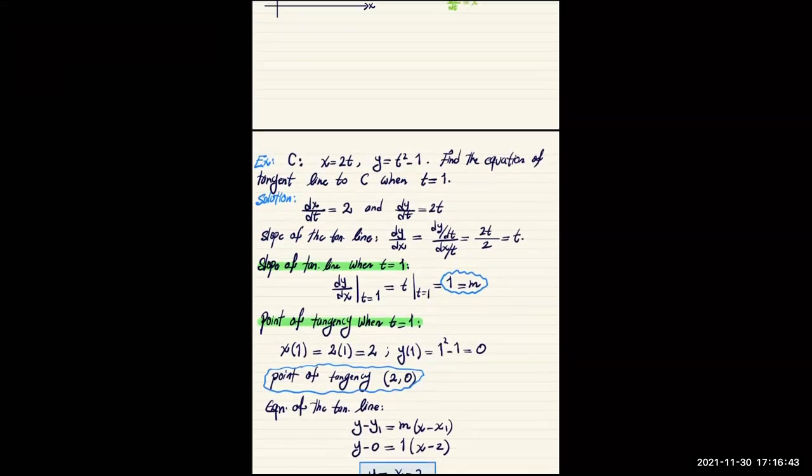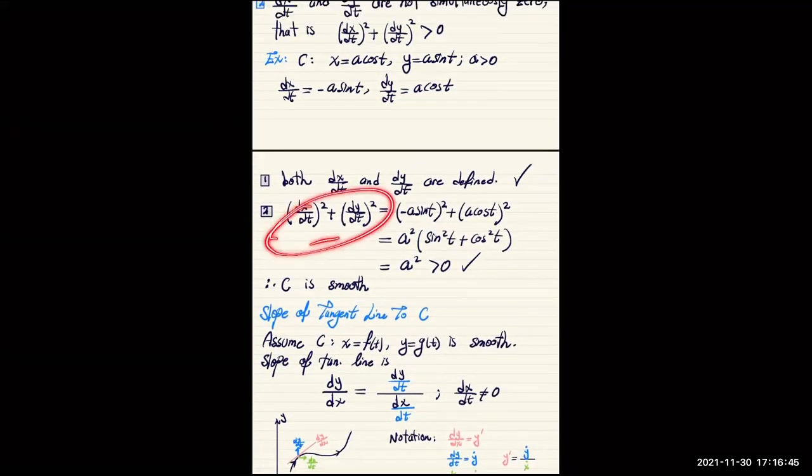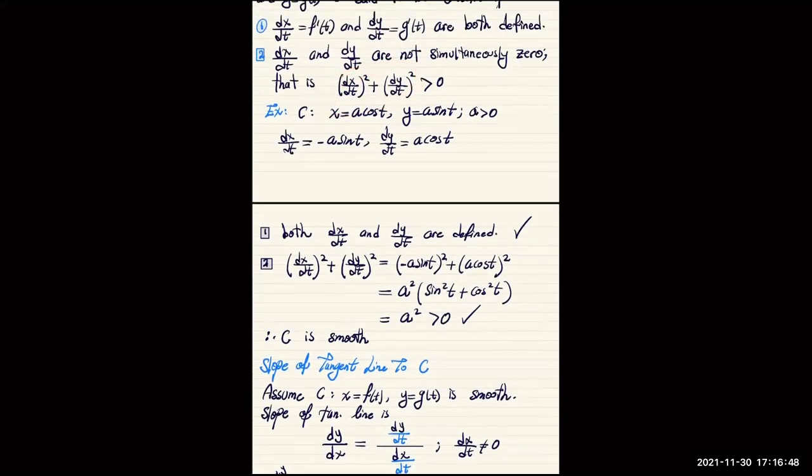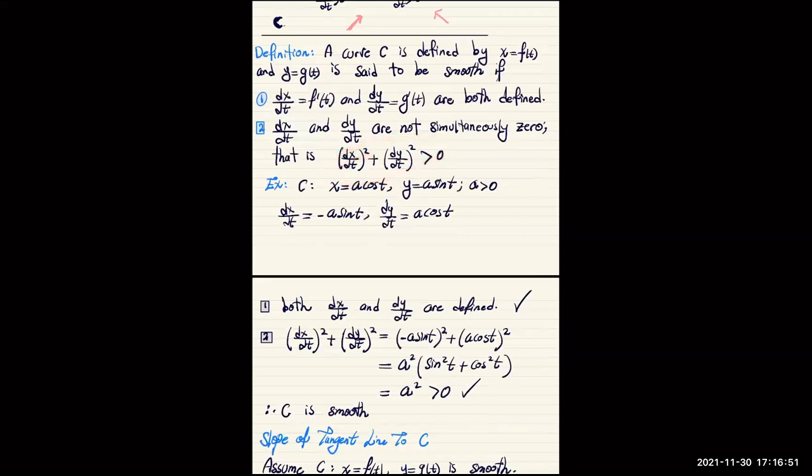Let's see. Right there. Does that look familiar? Ring a bell? That's one of the conditions for smoothness. It says that dx/dt and dy/dt should not be simultaneously 0, which means that when you square them and add them, you should have a positive sum. That's why I intentionally wrote this condition this way.